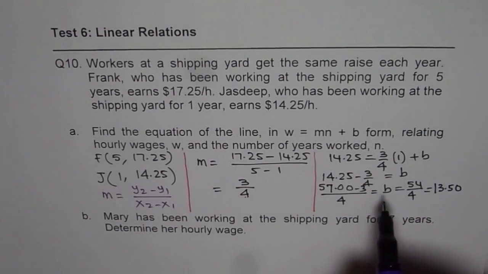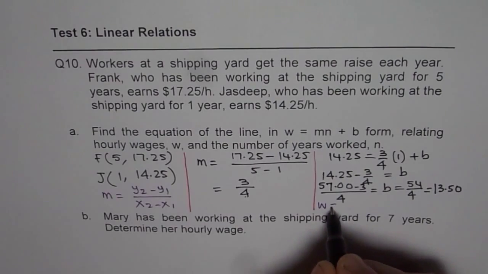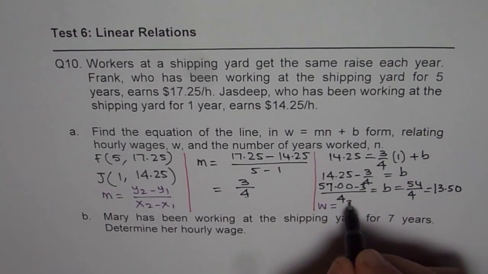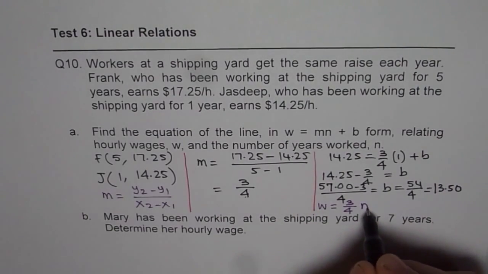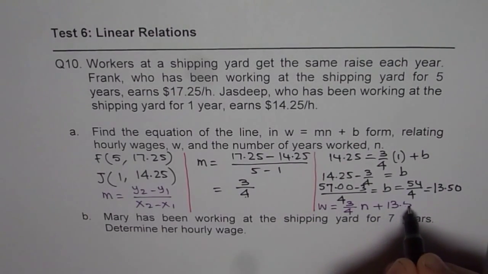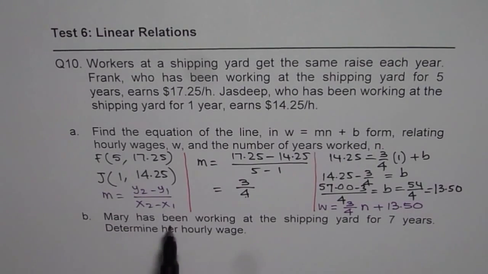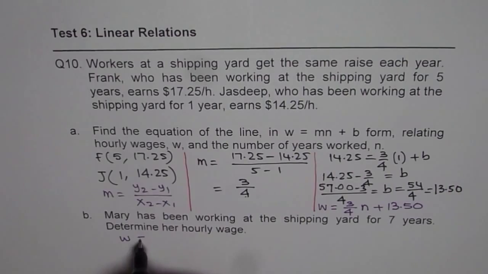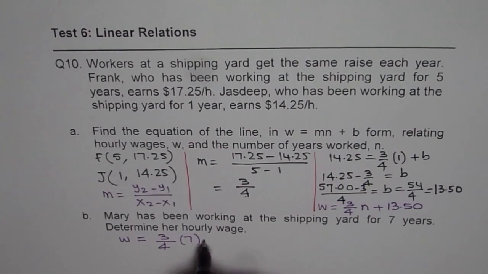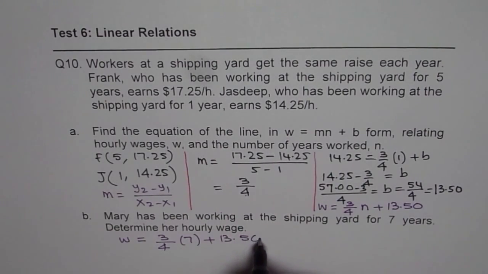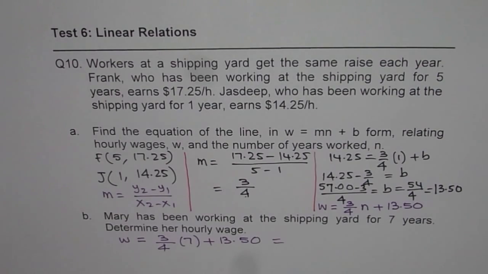Well, that gives us the equation finally, which is wages equals m, which is 3 over 4, times n plus 13.50. Well, we could have written 3 over 4 also in decimals. But for the time being, let it be so. Mary has been working at the shipyard for 7 years. Determine her hourly wages. So the hourly wages will be W equals 3 over 4 times 7 plus 13.50.